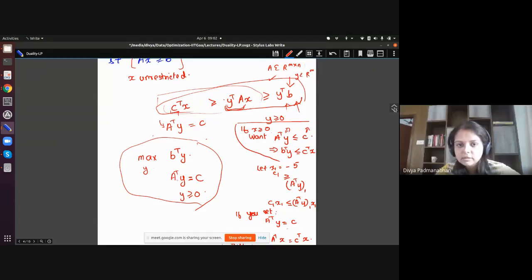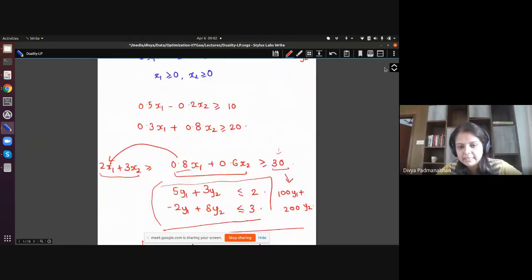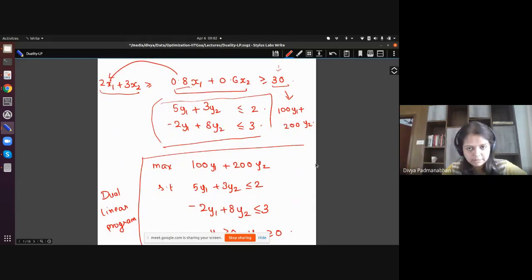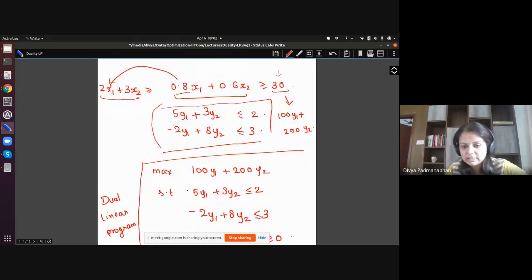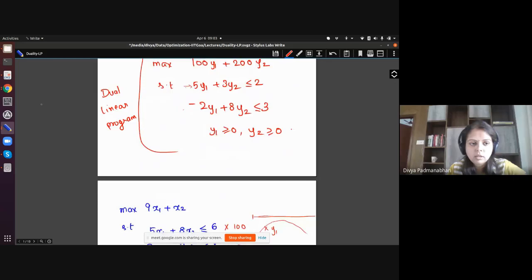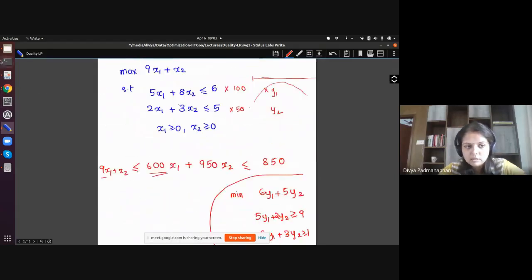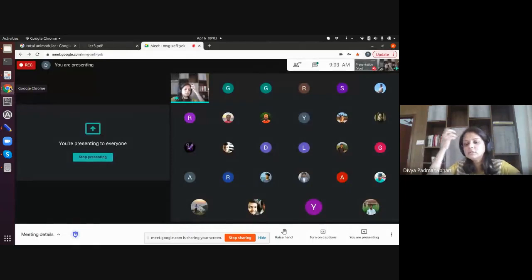Okay, that's a good point. Like how we did with these examples, we took each of the components, each of the coefficients. This was exactly the A transpose Y. So we took 0.8, which is the first component of A transpose Y, and 0.6 is the second component of A transpose Y. The first component becomes this, the second component becomes this. So that's the idea. Are there any more questions on this?